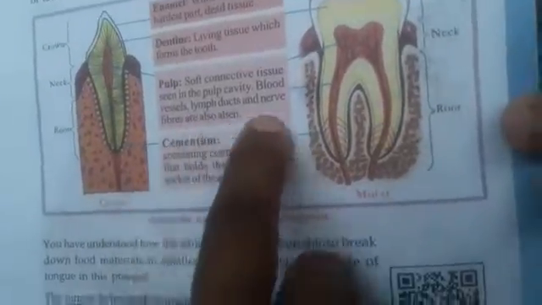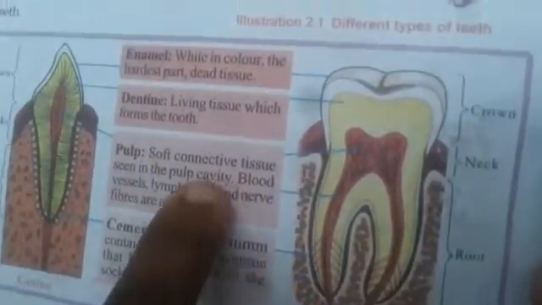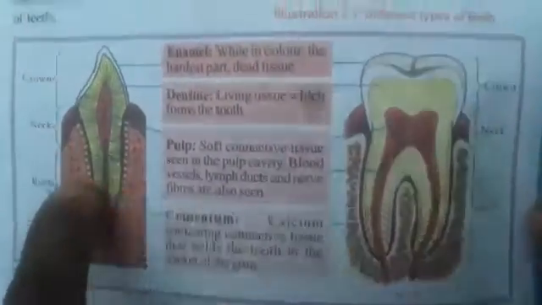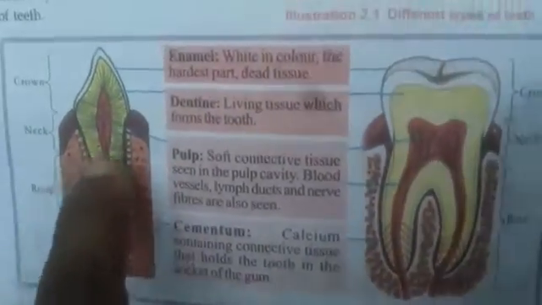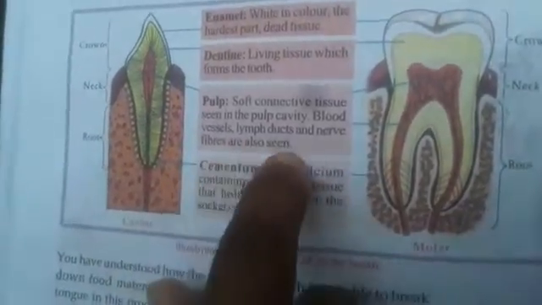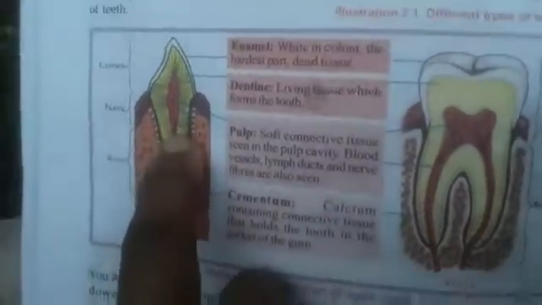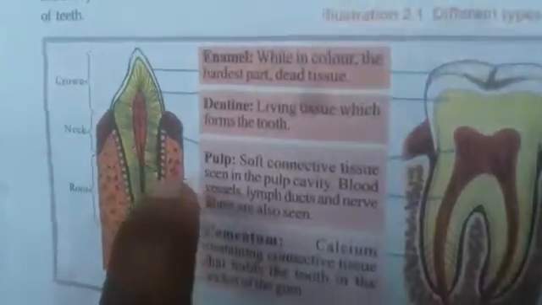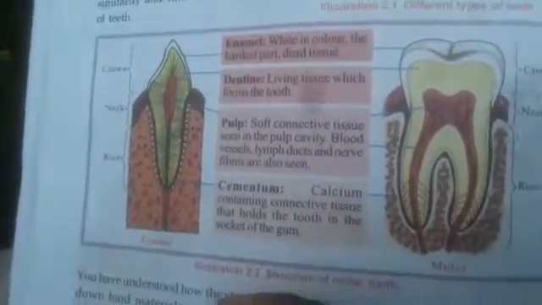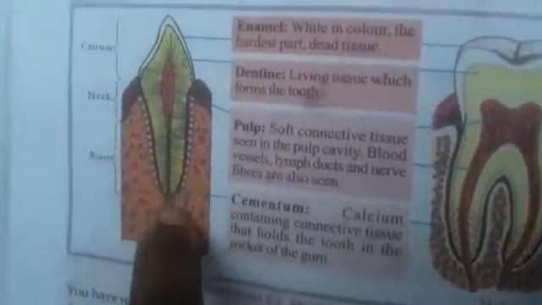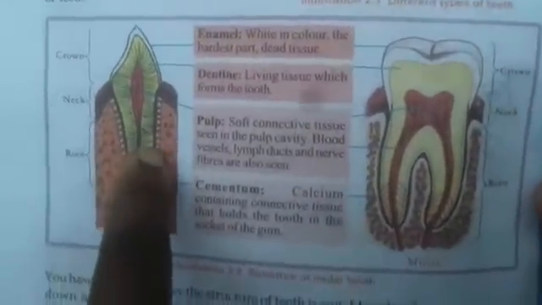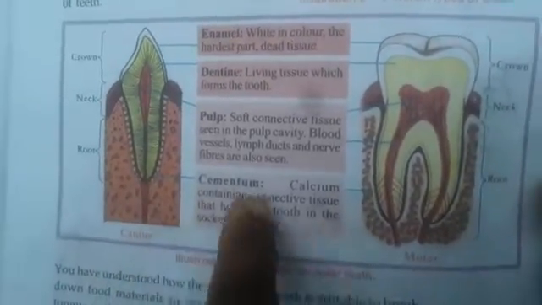After that you can see another part, that is pulp. Pulp is present in the pulp cavity. Here you can see this in red color because blood vessels are present. Blood vessels, lymph ducts and nerve fibers are present. Sometimes you feel pain in your teeth because this pain reaches, that is one sense. That sense reaches your brain. Then that is connected to the nerve. One nerve is here, and this nerve connects our teeth to the brain.